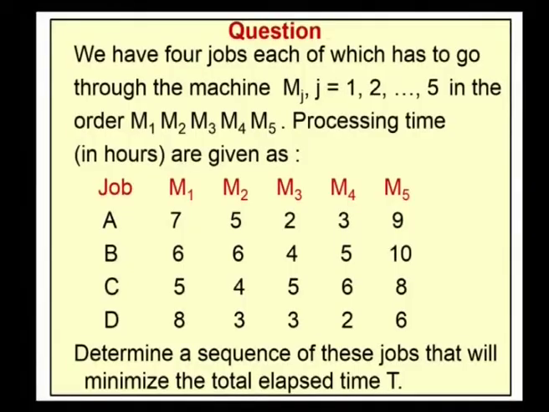Question: for a 4 job and 5 machine problem, and the processing order is M1, M2, M3, M5. For each job, the processing time is given. Find the sequence of these jobs that will minimize the total elapsed time.